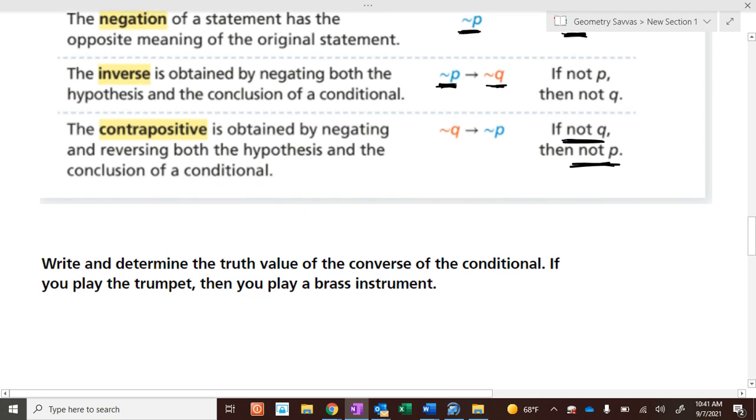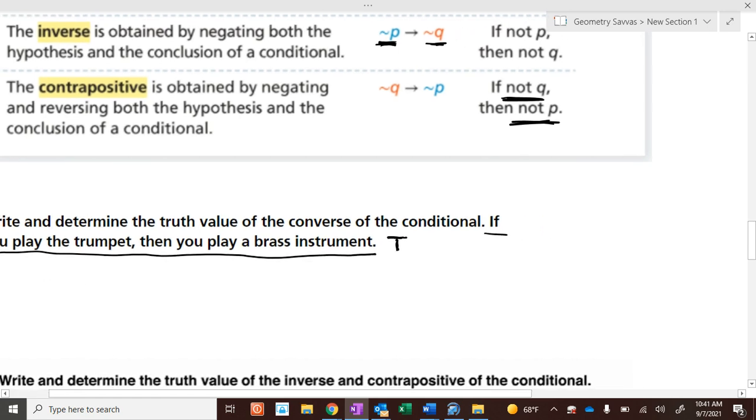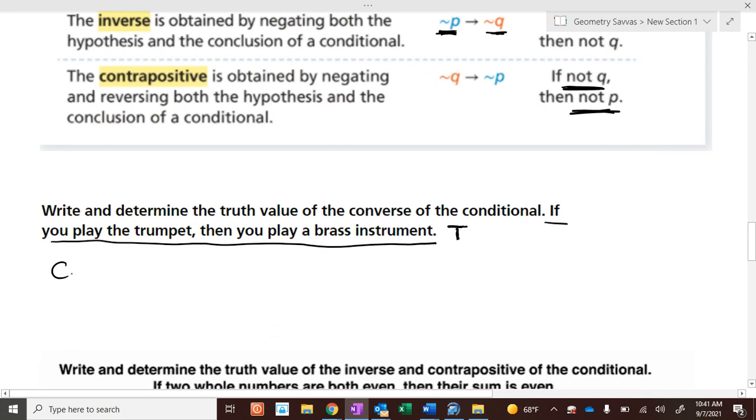All right, let's look at this statement. If you play the trumpet, then you play a brass instrument. Is that a true or false statement? True. So that's the conditional statement. Let's look at the converse of this conditional statement.